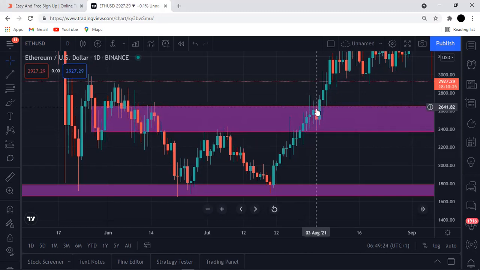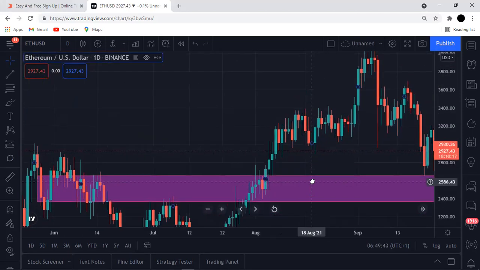Then when I saw this reversal with this candle, you can see it reversed back to that zone. I would have taken another trade. Let's say it hit my take profit here. It went up and reversed. I saw a bullish candle again. I would have entered another trade and ridden the market up.